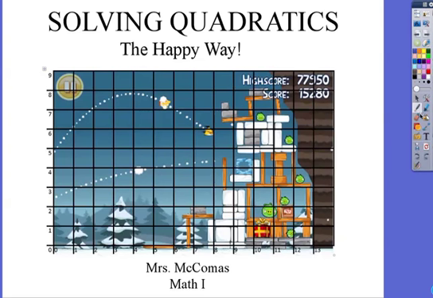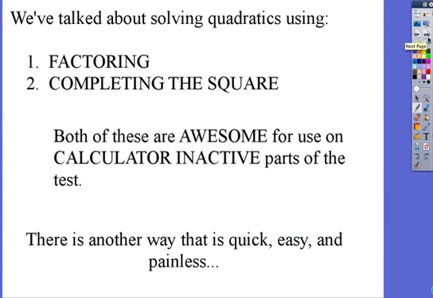Alright guys, so today we're going to talk about solving quadratics in what I call the happy way. So previously we've looked at factoring and completing the square. Both of those are really good for use when you are on the calculator inactive part of your test. So you don't have access to your calculator, then you can factor or complete the square, and both of those are good algebraic ways to reach a solution.